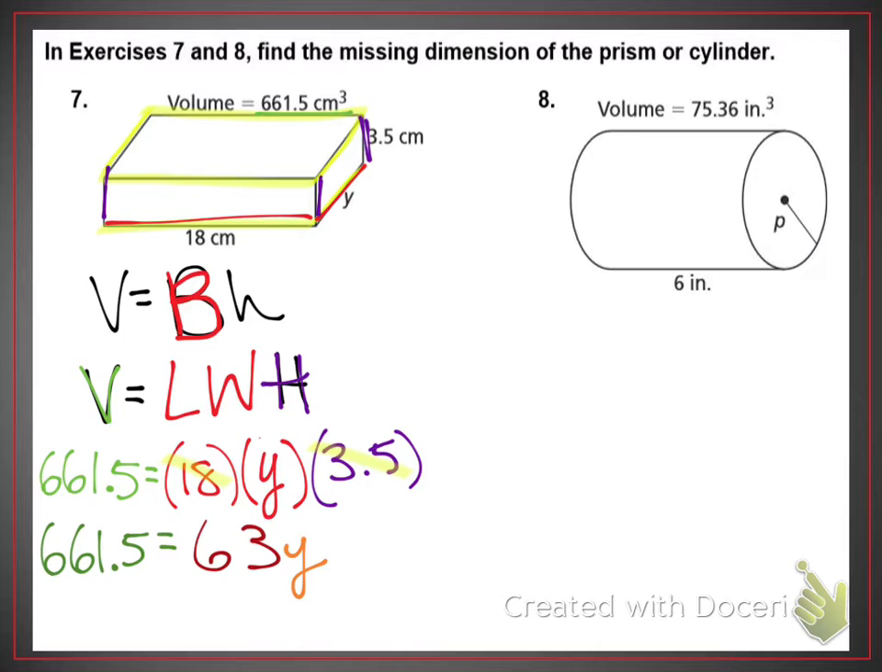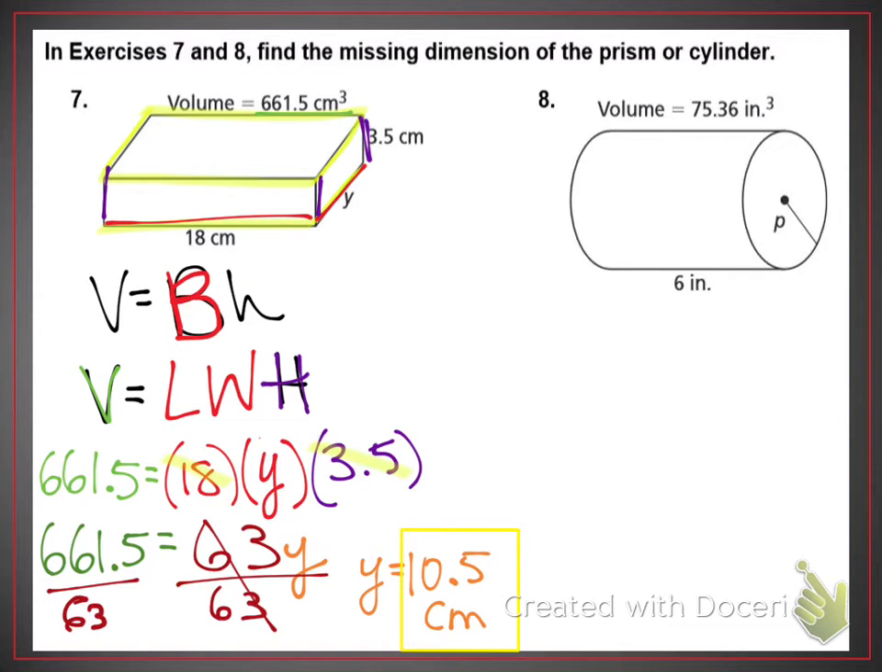So how do I get y by itself? Divide by 63. And y equals 10.5. This was a length. So is it going to be centimeters, centimeters squared, or centimeters cubed? Centimeters. Good. It is a length.